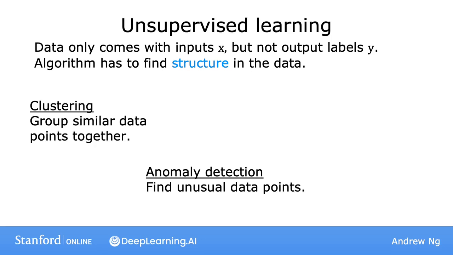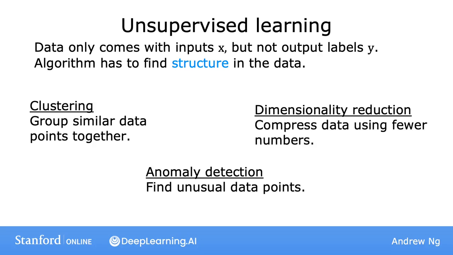And you also learn about dimensionality reduction. This lets you take a big data set and almost magically compress it to a much smaller data set while losing as little information as possible. In case anomaly detection and dimensionality reduction don't seem to make too much sense to you yet, don't worry about it. We'll get to this later in this specialization.